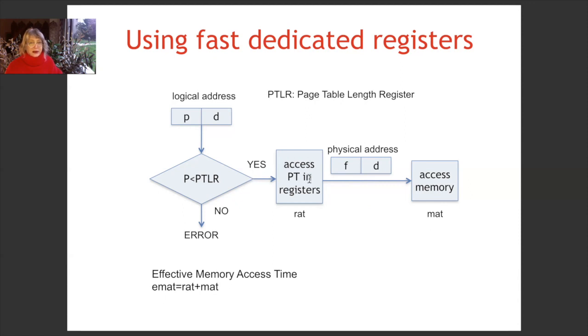In that case, we access the page table in registers, and this requires register access time to complete this operation. From the page table in registers, the frame number is received, and it is concatenated with the displacement, and then the frame number and displacement together constitute the physical address. That address in the main memory is accessed, which requires memory access time. So if this is applied, the effective memory access time is equal to register access time plus memory access time. Register access time is required to access the page table, and memory access time is required to access the word in the memory.